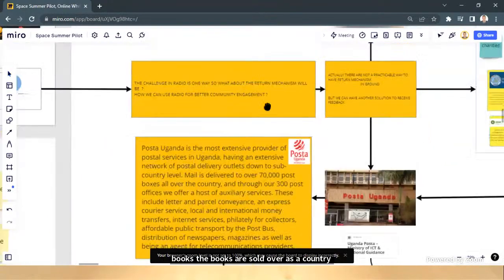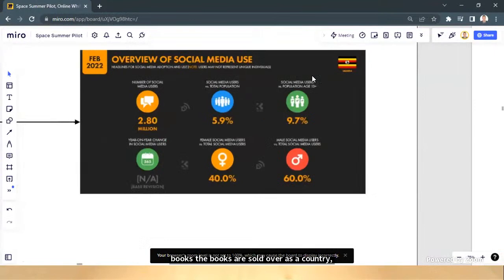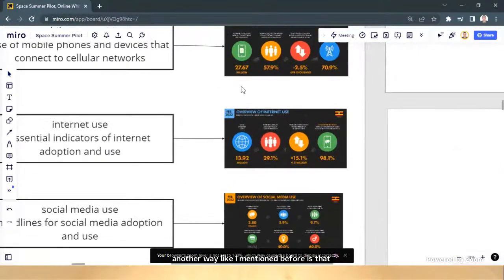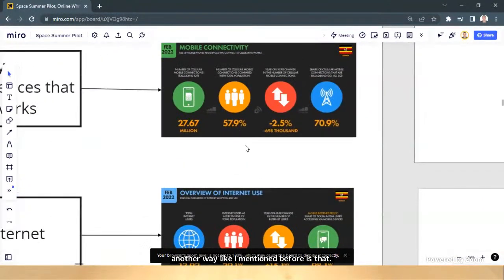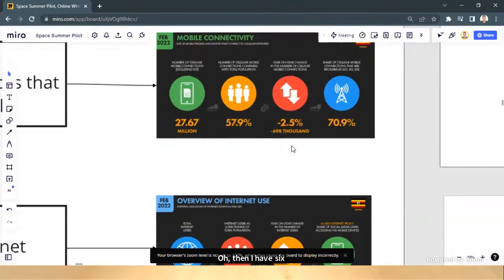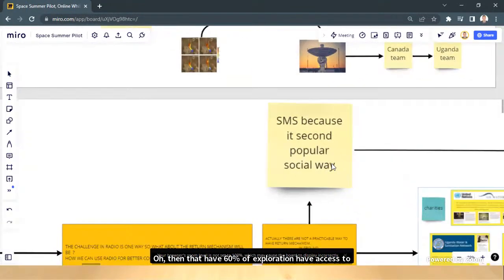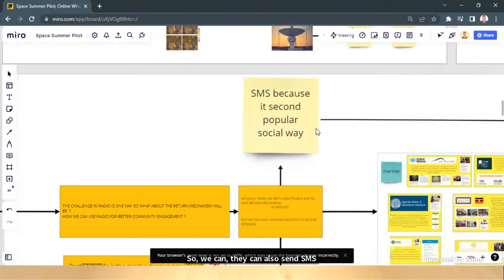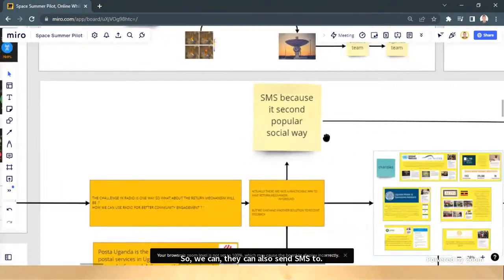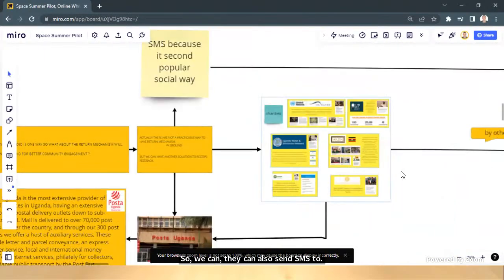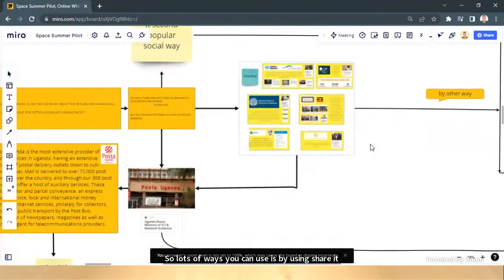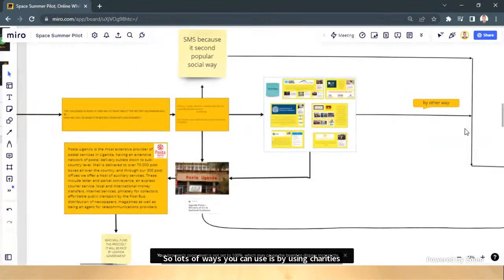Another way, like I mentioned before, is that 60% of Uganda's population have access to a mobile cellular phone, so they can also send SMS to the Uganda team. The last way they can use is charities. Charities can use any way to communicate with the Uganda team or with the community.